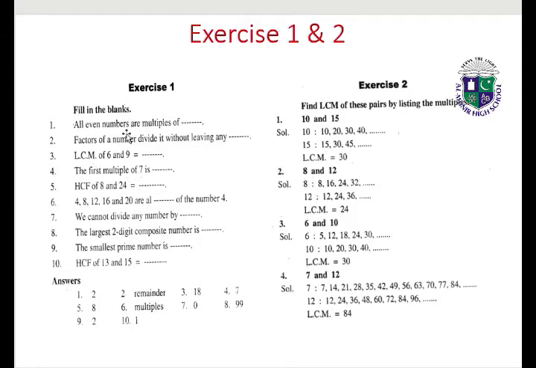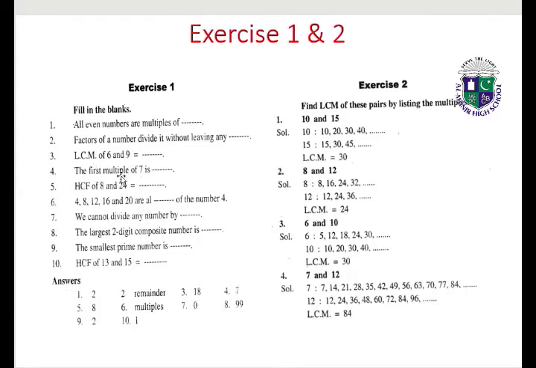All even numbers are multiples of 2. Factors of a number divide it without leaving any remainder. LCM, least common multiple of 6 and 9, is 18. 6 3s are 18, 9 2s are 18.